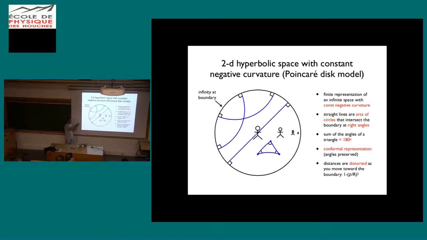Yes, okay, so this is a sort of compactification of the space. Now, because this is a space with negative curvature, the sum of the angles of a triangle is less than 180 degrees, so you can form a triangle using arcs of circles that intersect the boundary at right angles, because those are the shortest distance paths, okay? This is a so-called conformal representation in the sense that angles are preserved from the original space into this representation. But it doesn't preserve distances, okay? So distances are actually distorted as you move from the center toward the boundary, okay?